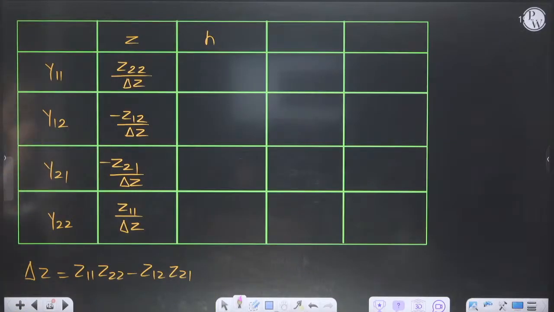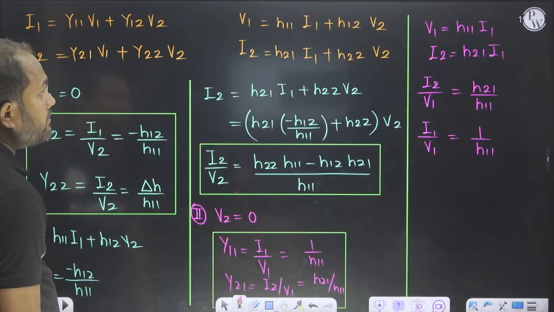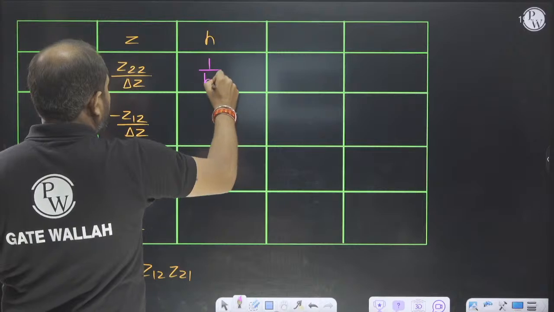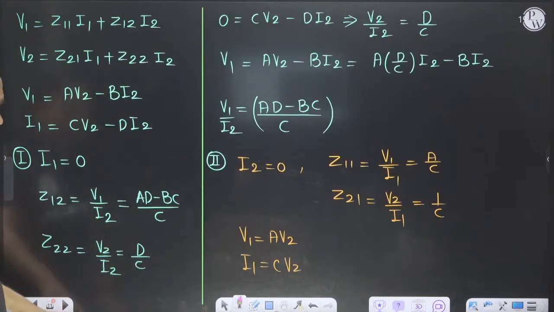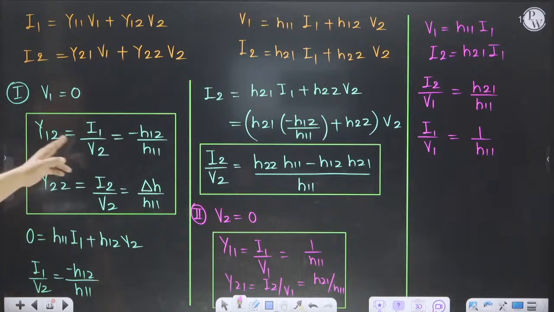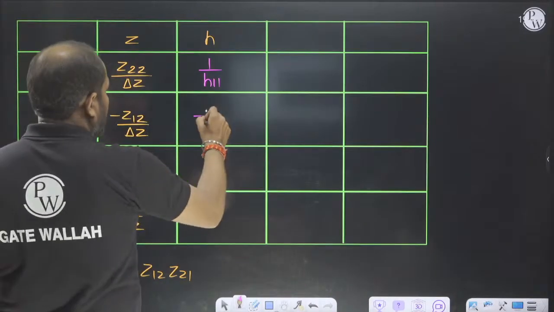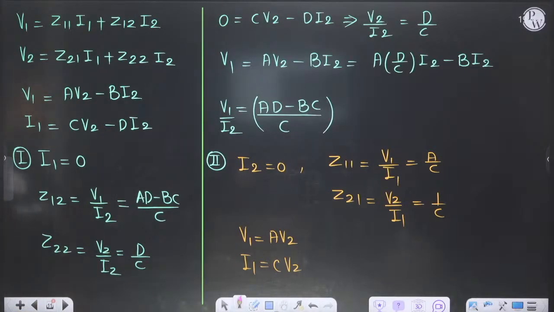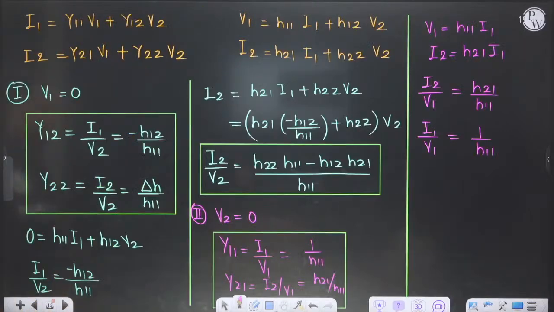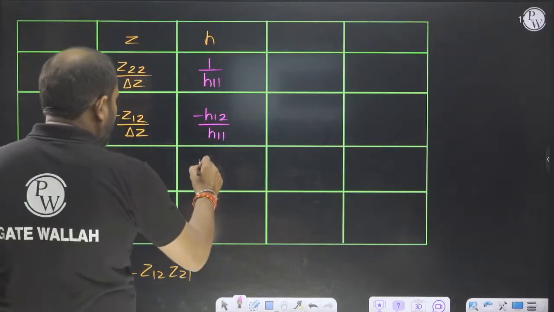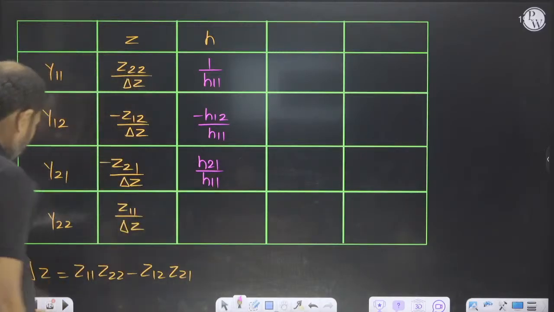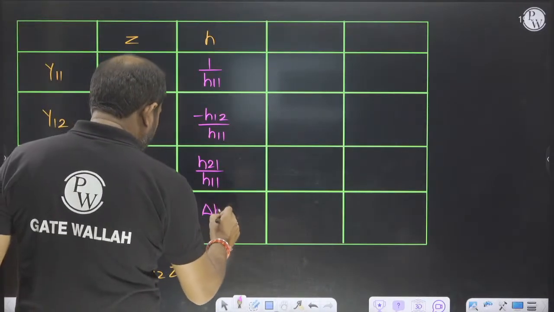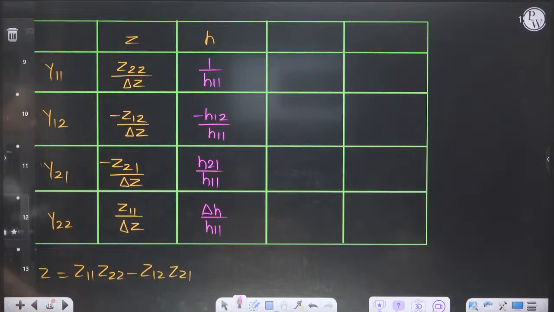So I will fill up the box. Y11 will be equal to 1 by H11, Y12 will be equal to minus H12 upon H11, Y21 will be equal to H21 upon H11, and Y22 will be equal to delta H upon H11. Okay.